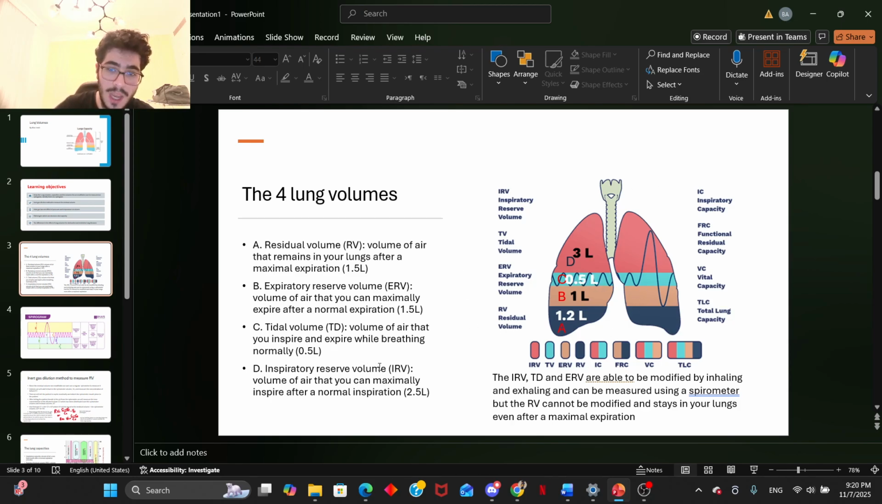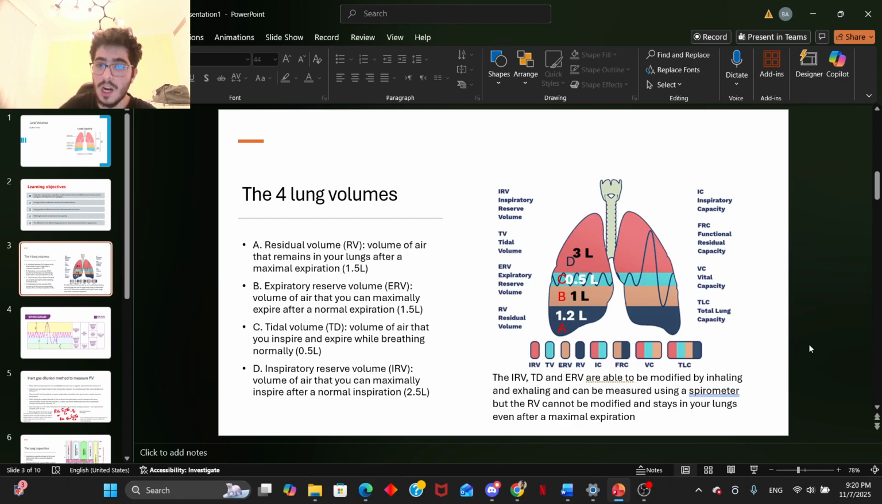Okay? And then lastly, we have the inspiratory reserve volume. The inspiratory reserve volume is the volume of air that you can fully inspire after a normal inspiration. So when you inspire normally, from here to here, it's the volume of air that you can inspire even more to completely fill the lungs. This is the inspiratory reserve volume.